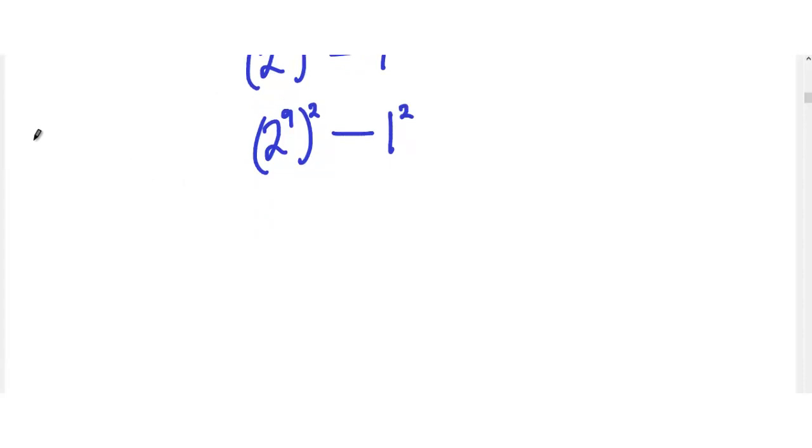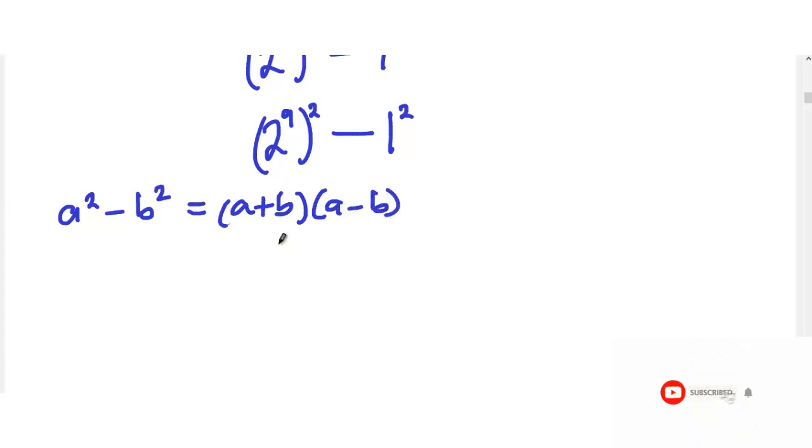So let me make something clear. We can still rewrite this expression as 2 raised to the power of 9, then everything raised to power 2, minus 1 raised to power 2. 1 square will give us 1. So obviously this has reduced to what we call the difference of 2 squares. From the difference of 2 squares, we have that A square minus B square is the same thing as A plus B into bracket A minus B. In this case, our A represents 2 raised to power 9, while our B is 1.